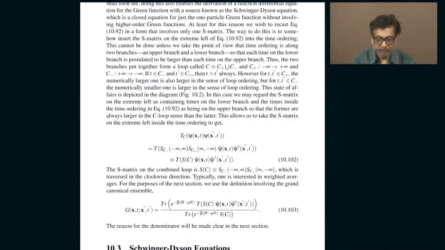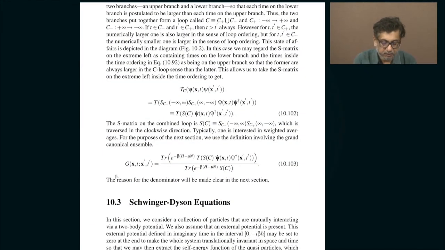You will see that it is useful, because in the end, if you define contour ordering in this way, then you can write down your contour-ordered Green's function in the grand canonical ensemble in this way, and this is your S matrix. If your fields evolve according to the part of the Hamiltonian that is independent of time, the part of the Hamiltonian that depends on time can be absorbed into this S matrix, and this S matrix is nothing but that part of the Hamiltonian which depends on time, and it is again along the contour.